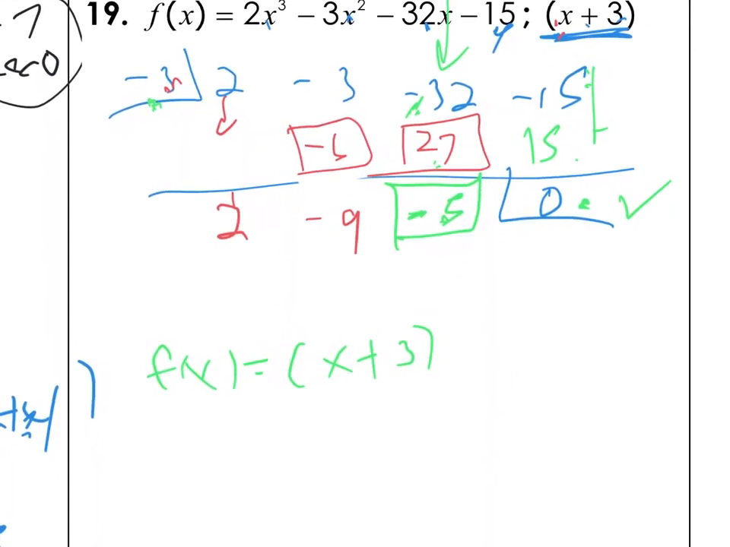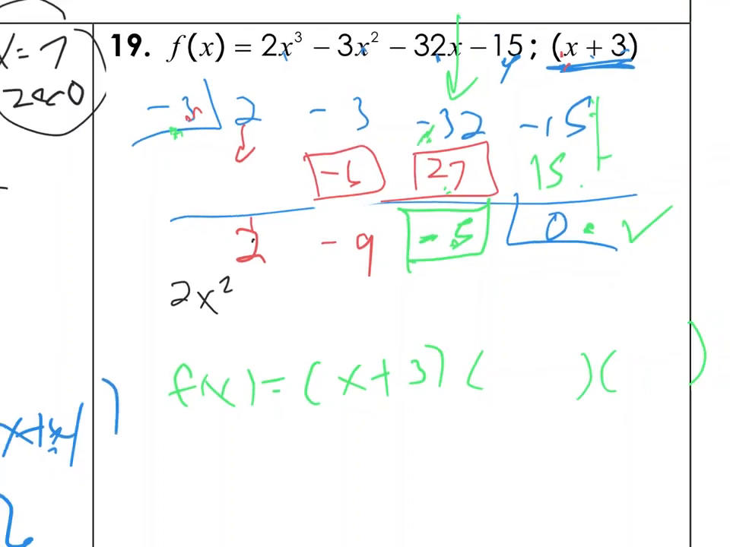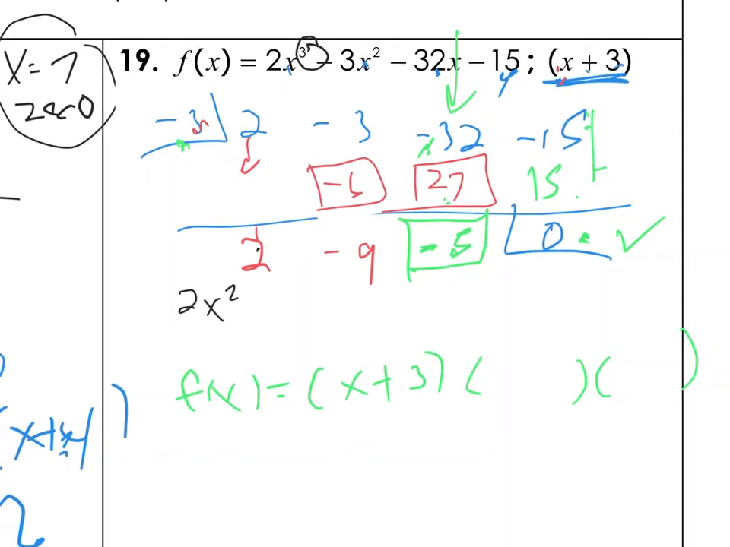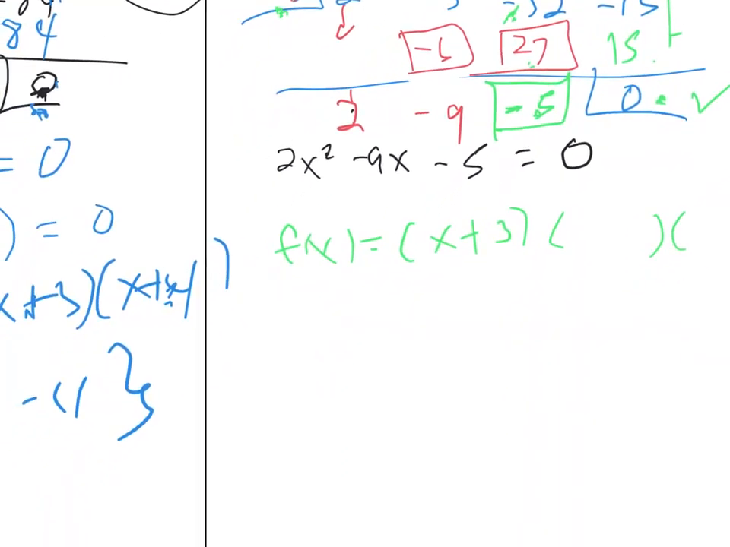Now I have to find the other 2 possible factors because it was a cubic. So I take this 2x squared minus 9x minus 5, and set that equal to 0. You're already doing the correct factoring? Okay. I didn't know if anybody was going to notice that we're no longer in Kansas now. You have to factor this with the AC method.